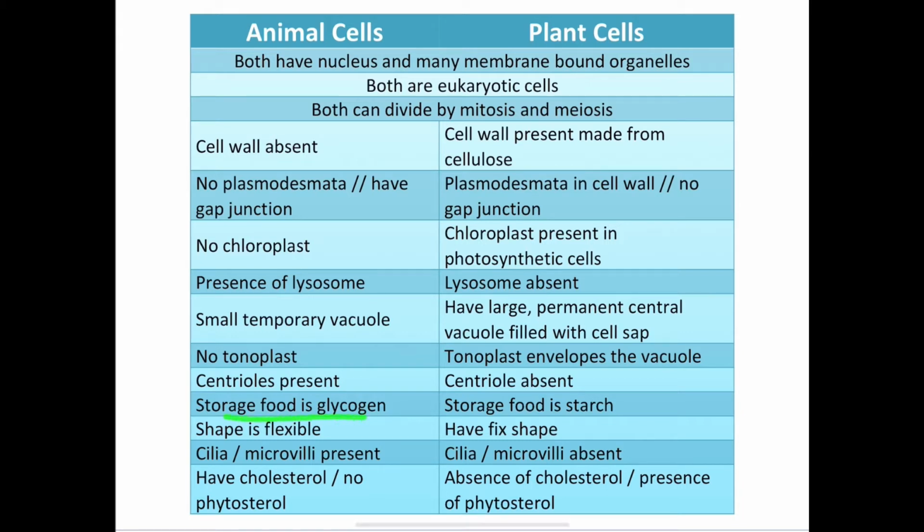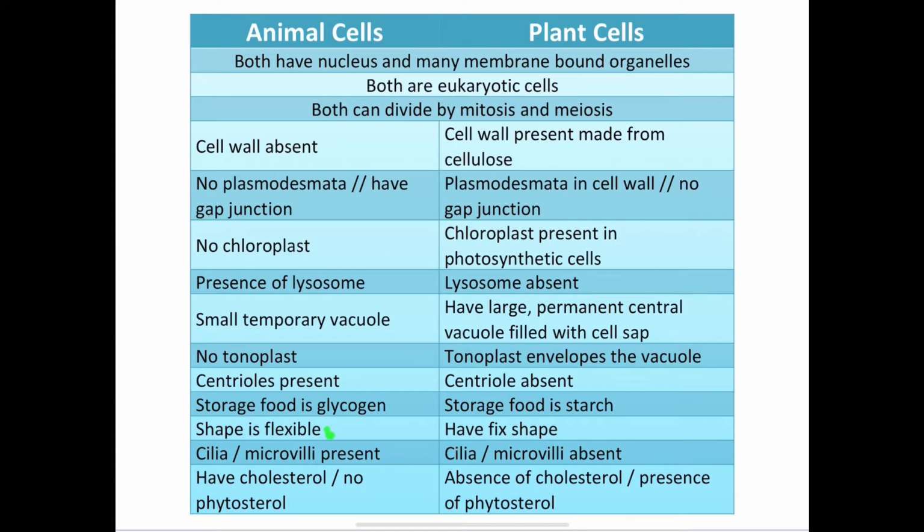Okay, storage food of animal cell is glycogen, while for plant cell the storage food is starch. Okay, so storage food ini ialah energy storage. Okay, simpanan tenaga of the cell. Okay, so animal cell simpanan energy storage dia adalah dalam bentuk glycogen, kalau plant cell dalam bentuk starch. Kedua-dua glycogen dan starch adalah polysaccharide. Cuma dalam animal cell kita jumpa polysaccharide jenis glycogen. Kalau dalam plant cell kita jumpa polysaccharide jenis starch.